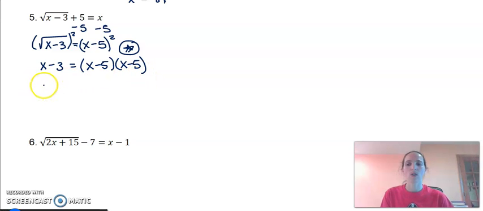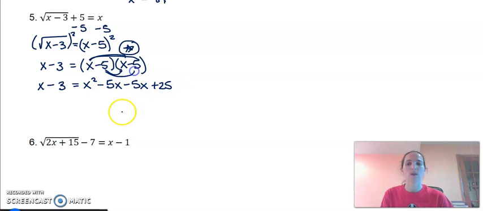Okay, so what do you do? You actually distribute. So you still have x minus 3. When you distribute, you get x squared minus 5x. That's this. And then you get another minus 5x and plus a 25. This one and this one. Next step would be combine your like terms on this right-hand side. And then the final step is to start getting x on one side.